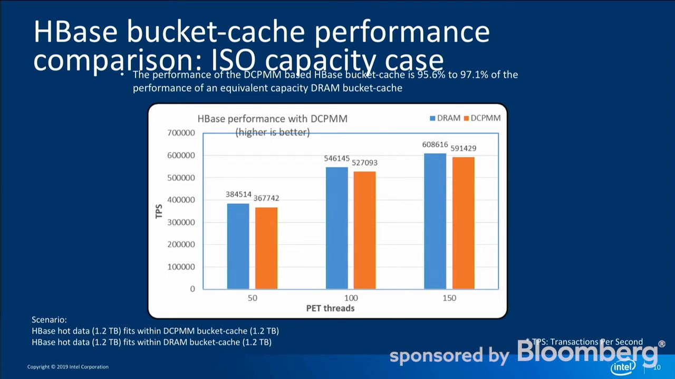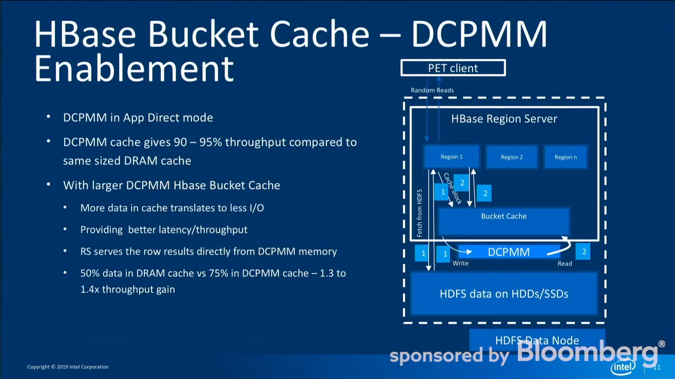So this is one of those use cases where, if you can use persistent memory for some part of the program and your performance is close enough, you can actually receive a benefit from that, right? So it's not the same performance. You see anywhere from 95 to 97%. But the reality is that you can create a larger bucket cache with the DCPMM memory.